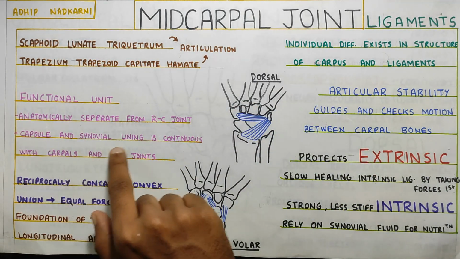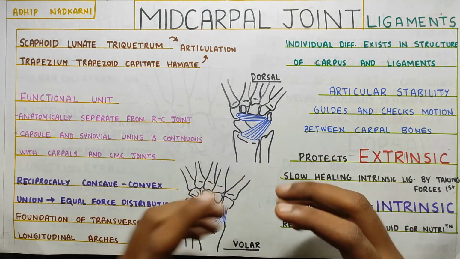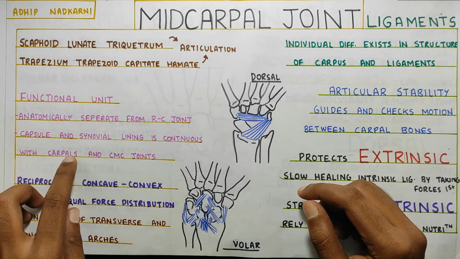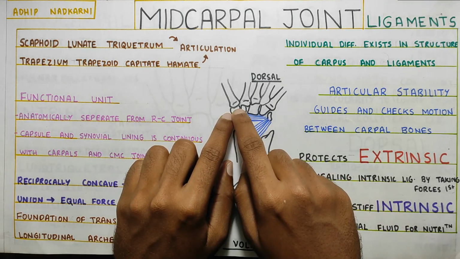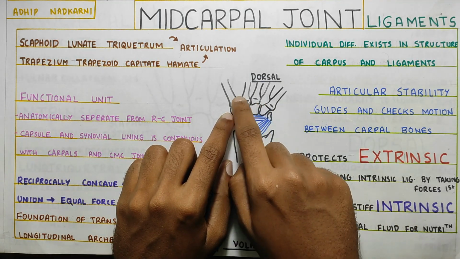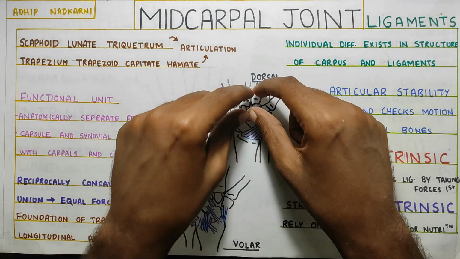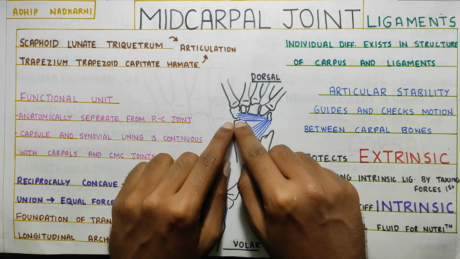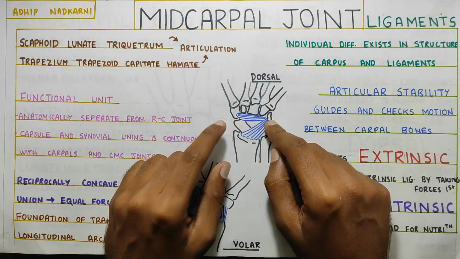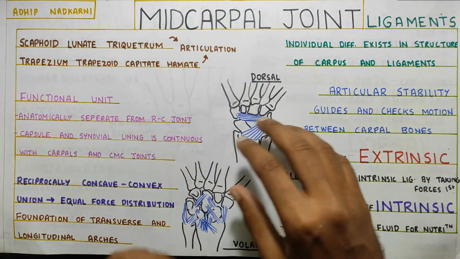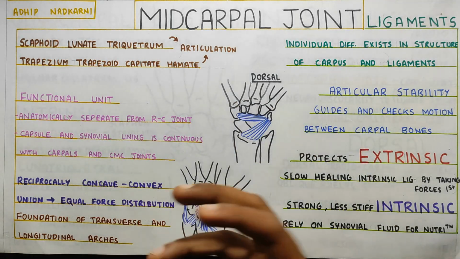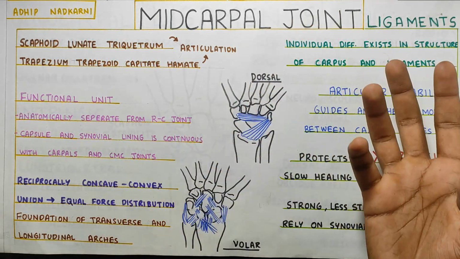The capsule and the synovial lining that is formed is continuous with your carpals and the CMC joints, that is the upper row of your carpals and your carpometacarpal joint. That's where the lining is together, but the capsule does not involve the lower carpal bones, right? So anatomically they are separate, but together they work as a functional unit. That's what we need to know about the carpal joints.